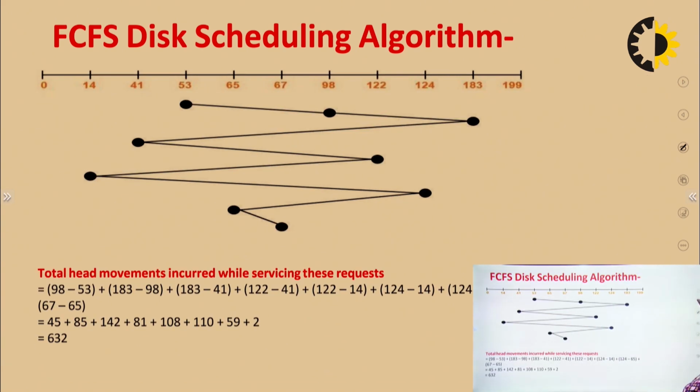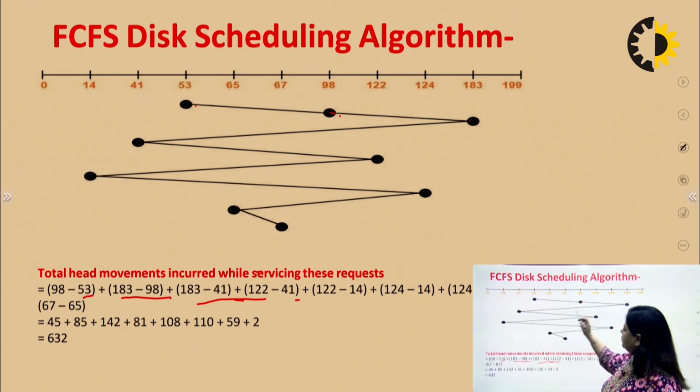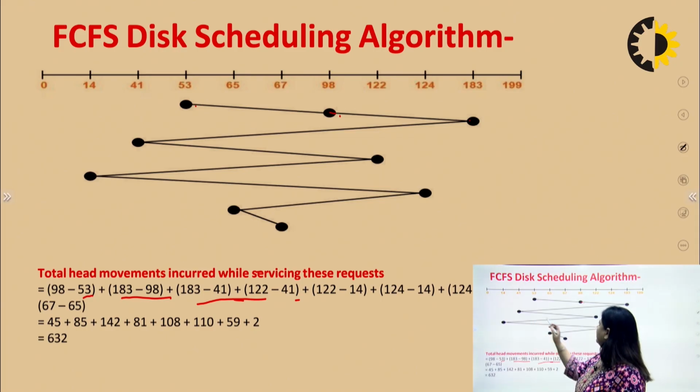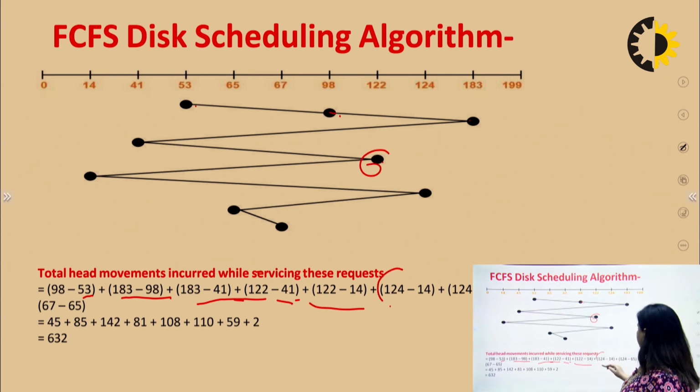Now we simply calculate the distance in between the head movements. It will never be negative. So 98 minus 53, 183 minus 98, and 183 minus 41, and 122 minus 41, and 122 minus 14, and after that 124 minus 14.